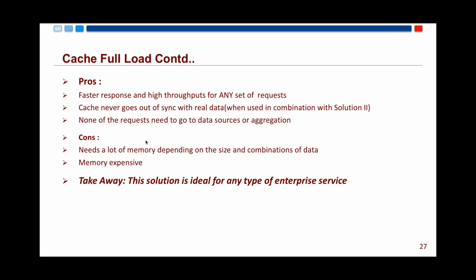Meaning we load all the data, all the caches, into the Terracotta server array, and then use the second solution to subscribe to the updates from the data sources and update the data as and when the data is updated in the data sources. And in this case, none of the requests will need to go to the data sources. They don't need to aggregate again and again.